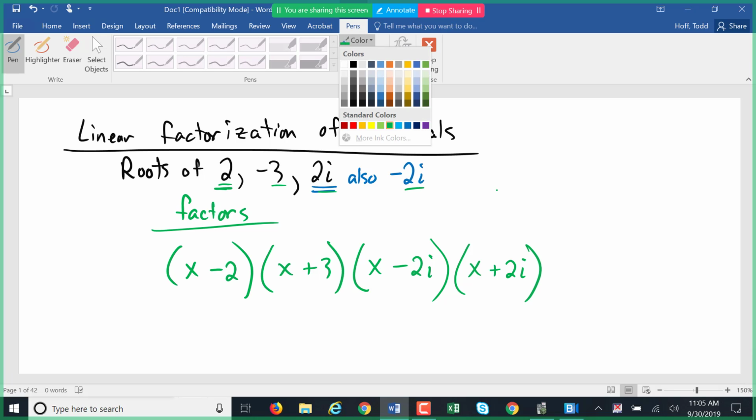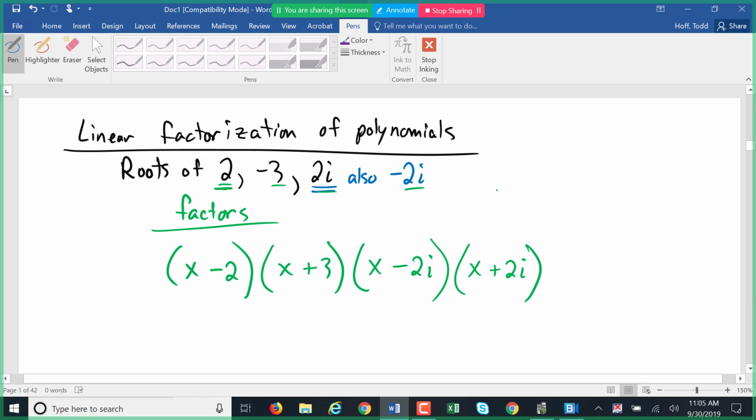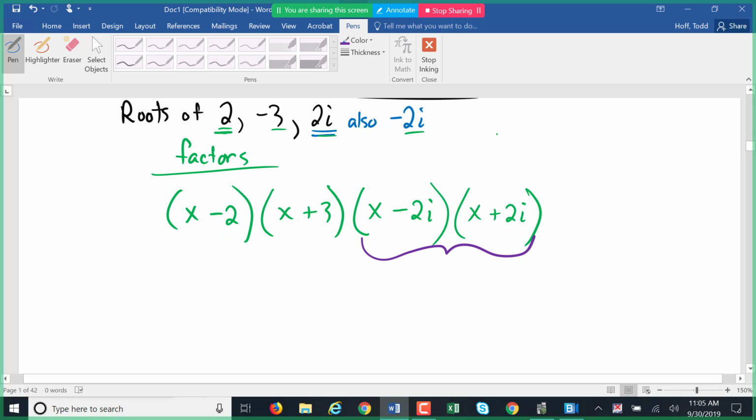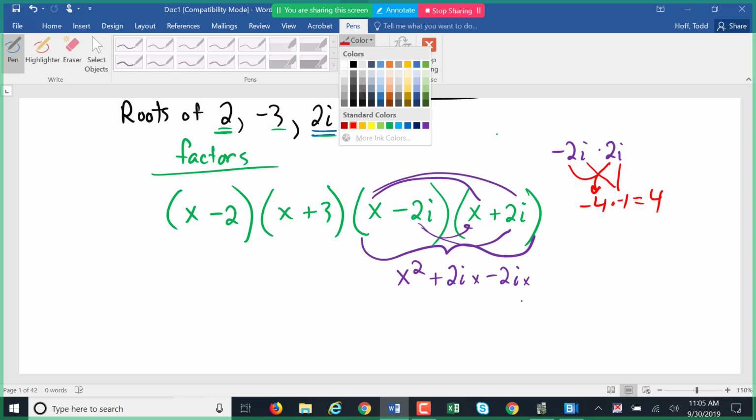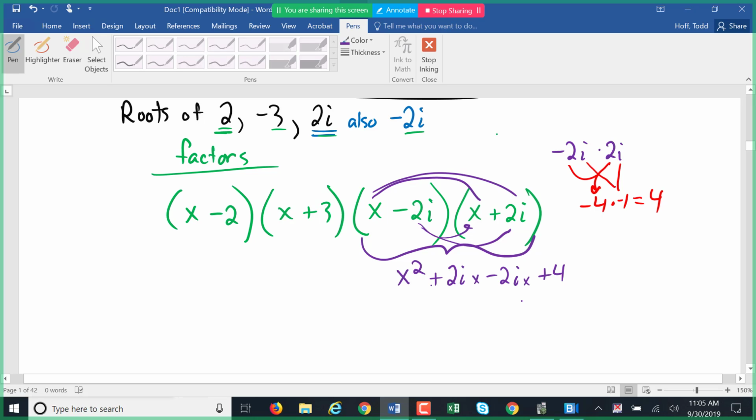Now, a little trick: we're going to multiply these together to get part of the function. But as I'm multiplying, I want to make sure I multiply the two complex ones together first, because the reason they come in pairs is so that they will cancel out. So let's do that. I'm going to trust you can do the FOIL. That's x squared plus 2ix minus 2ix. Now, -2i times 2i. Remember, -2 times 2 is -4. i times i is -1. So -4 times -1 is a positive 4. So the 2ix and -2ix cancel out. That multiplies to be x squared plus 4.